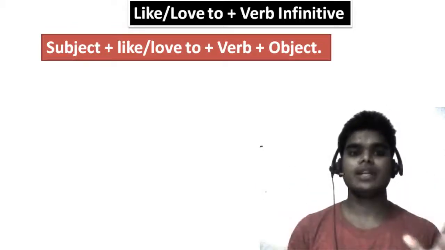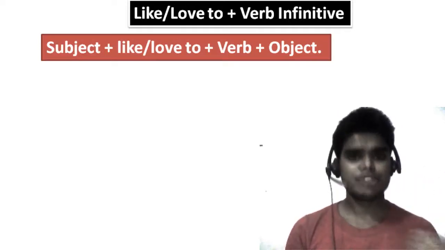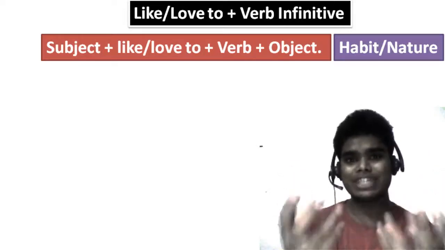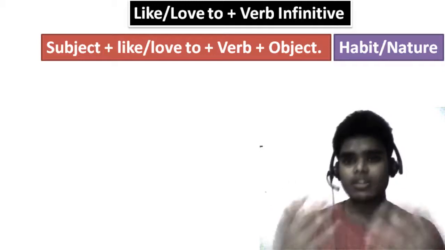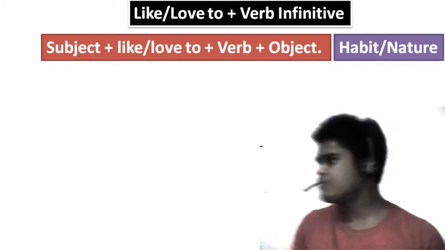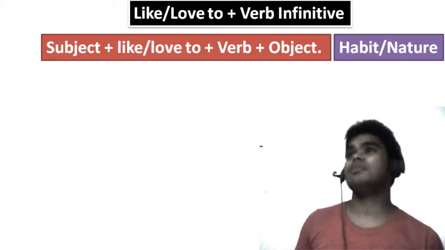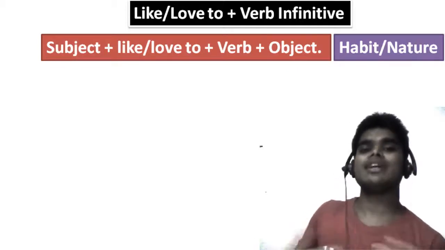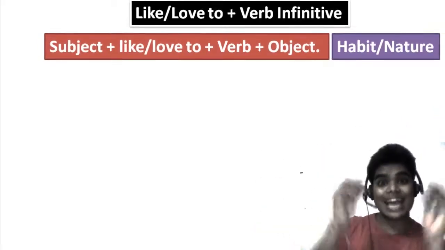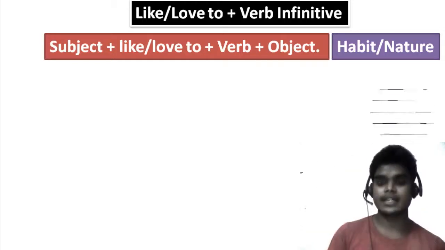The structure of the sentence will be subject plus like to plus verb in the infinitive form and then object. It will be something like I like to play football, or you can say I love to play football. It's based on the habit or nature of a person or thing. It's not like somebody's offering something, but in the sense of telling your habit. I really like football. You're talking about your likes and dislikes, what they like, what they don't like.